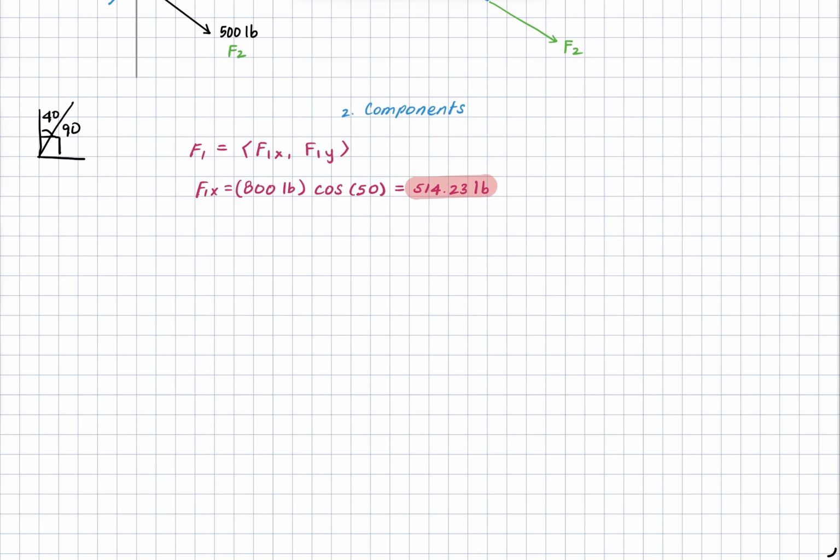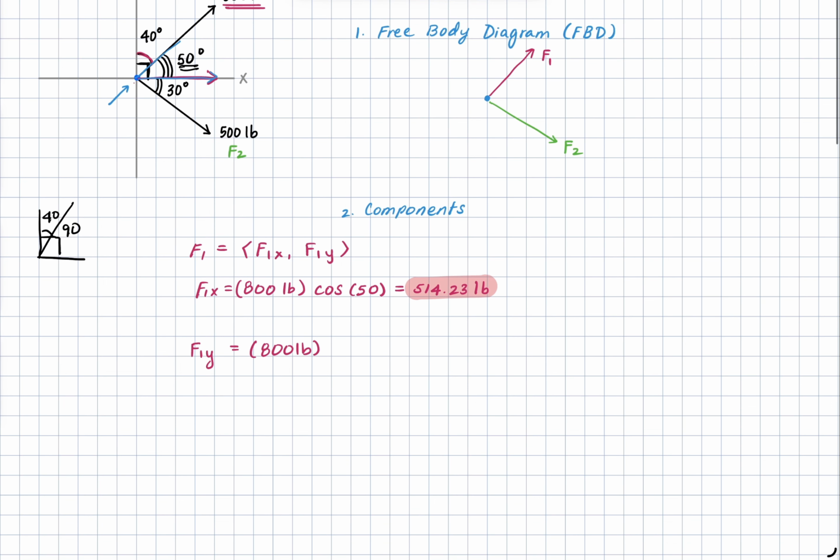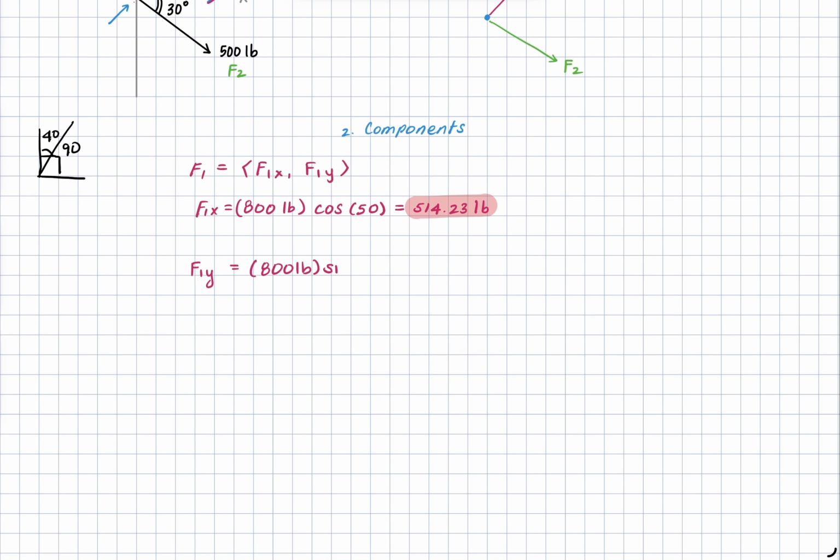And then for F1y, we know that it's going to be our magnitude times, and we want the opposite from the angle. So that's going to be the sine of 50.